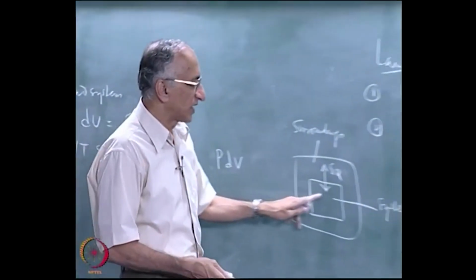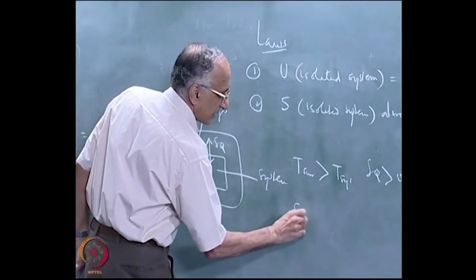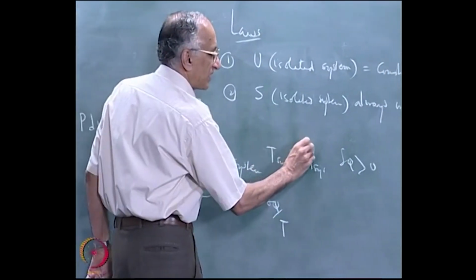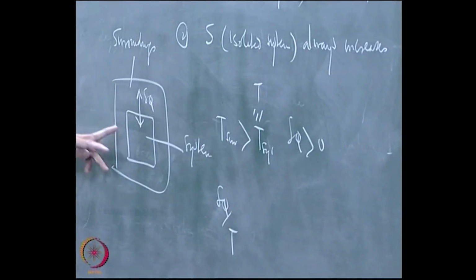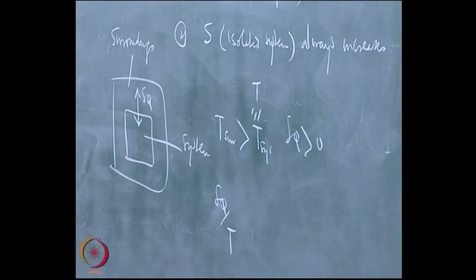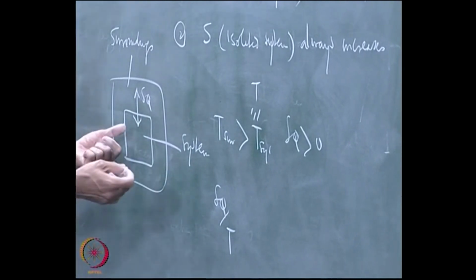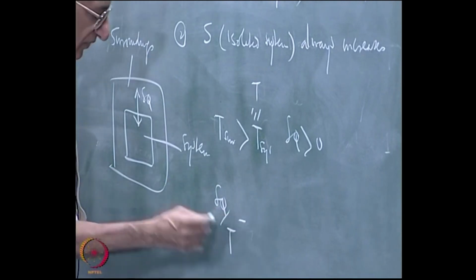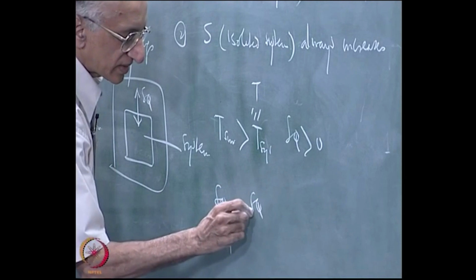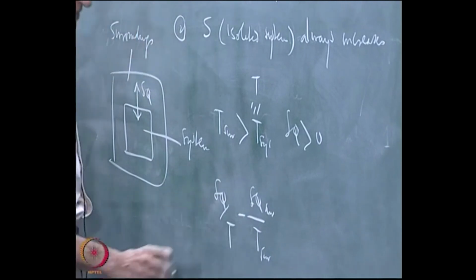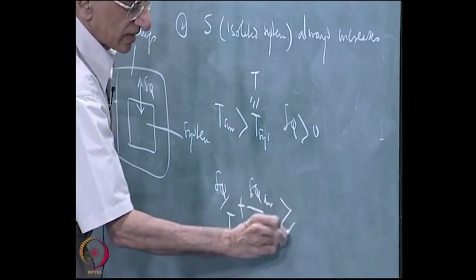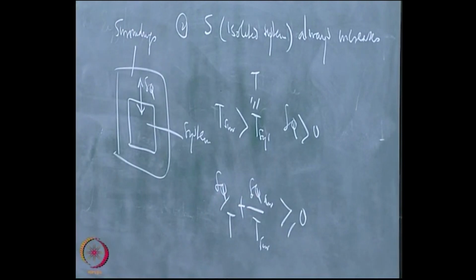So if this is true, if delta Q is the delta Q by T, T system will be just defined as T. Delta Q by T is the energy absorbed by the system, and if I take the surroundings, delta Q surroundings by T surroundings is greater than or equal to 0, because the surroundings plus system constitute an isolated system. The law is valid only for an isolated system.